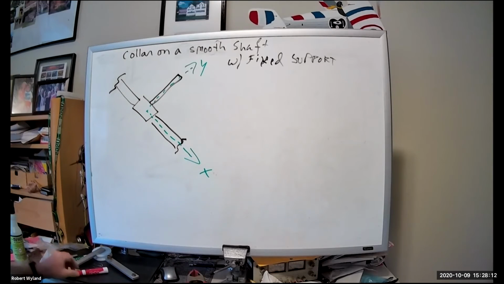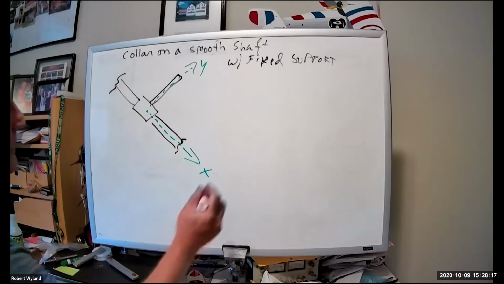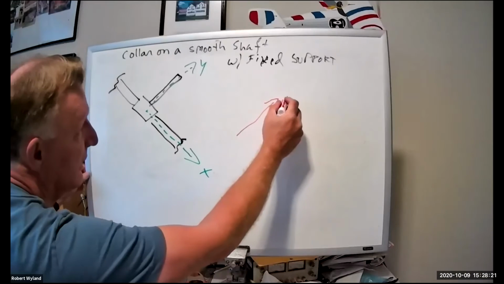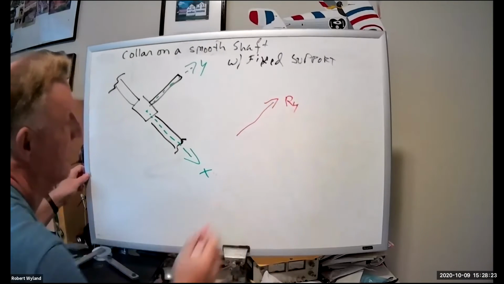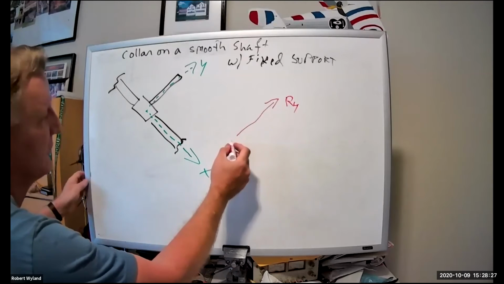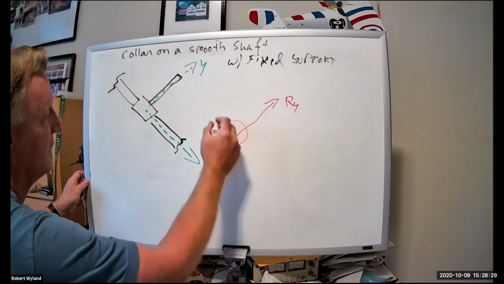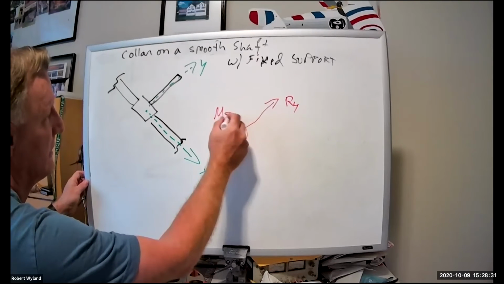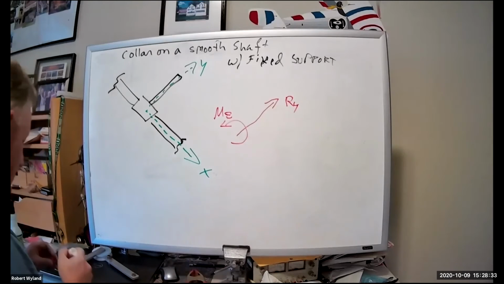So what are our reactions? So again, I'm going to draw like this. We're going to call this RY. And I said that I had a moment, because it resisted the moment, about Z. But I had no force in the X.